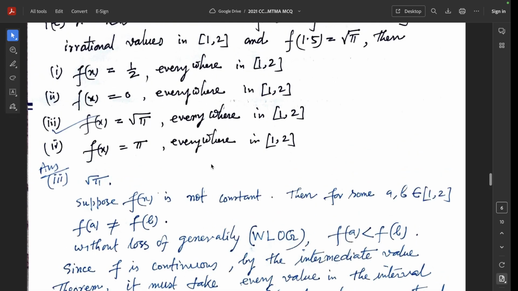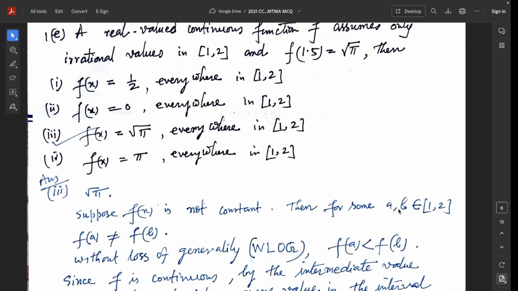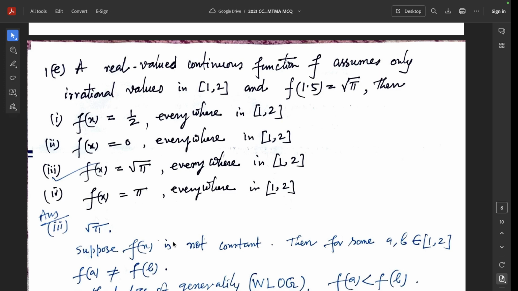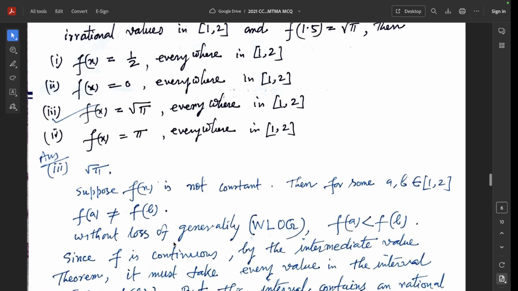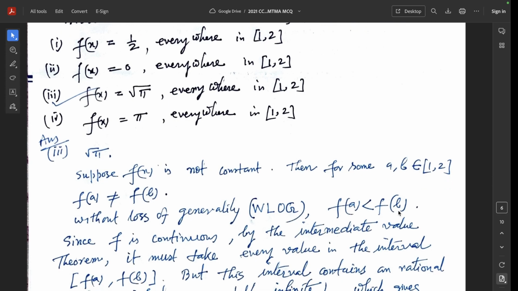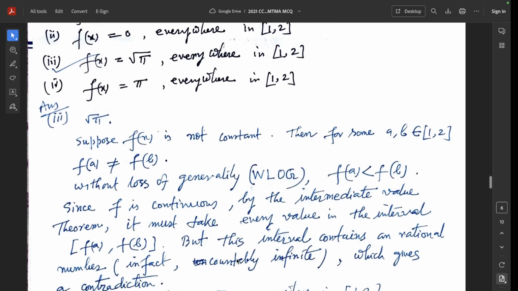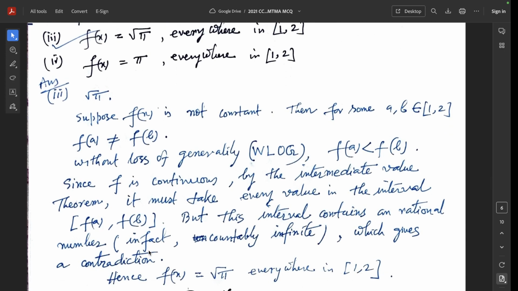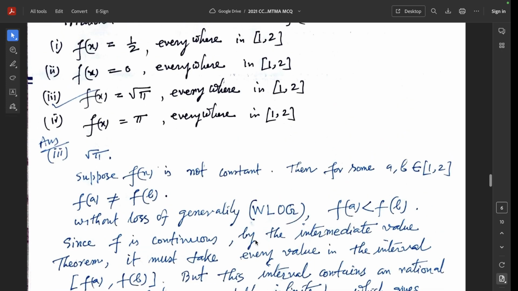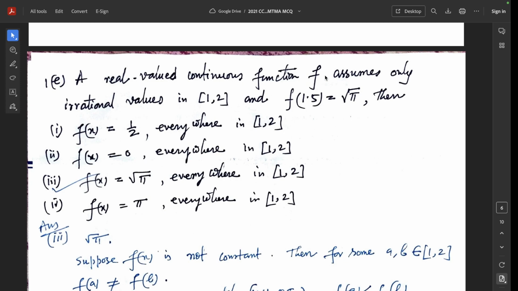Suppose f(x) is not constant. Then for some a, b belonging to the closed interval [1, 2], f(a) is not equal to f(b). Without loss of generality, f(a) is less than f(b). Since f is continuous, by the intermediate value theorem it must take every value in the interval [f(a), f(b)]. But this interval contains an irrational number, in fact infinitely many irrational values. It assumes only irrational values on [1, 2].